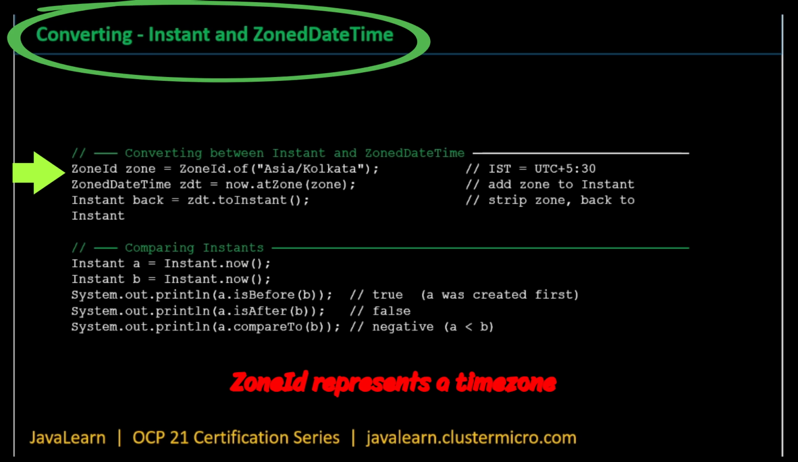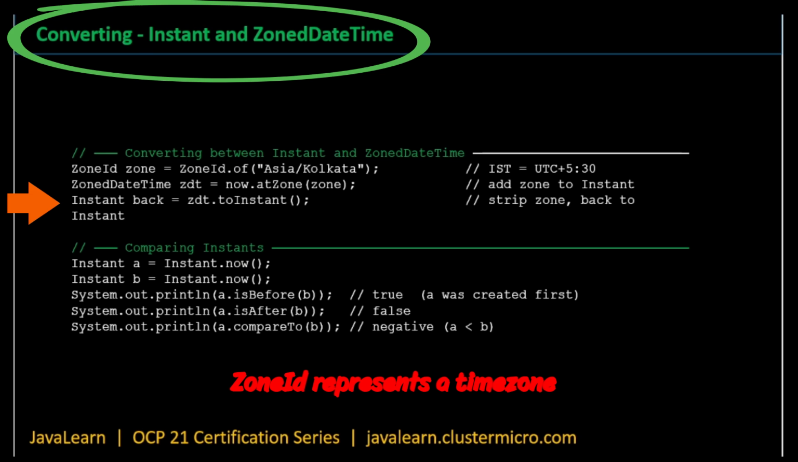Then we have Instant back equal to zdt.toInstant. toInstant is called on a ZonedDateTime and strips the time zone information away, converting back to a pure UTC timestamp. The result is an Instant representing the exact same moment in time, just without the time zone annotation. Okay, so back should be equal to now and they represent the same point in time, just expressed differently. Adding a time zone and then removing it gets you back to where you started.